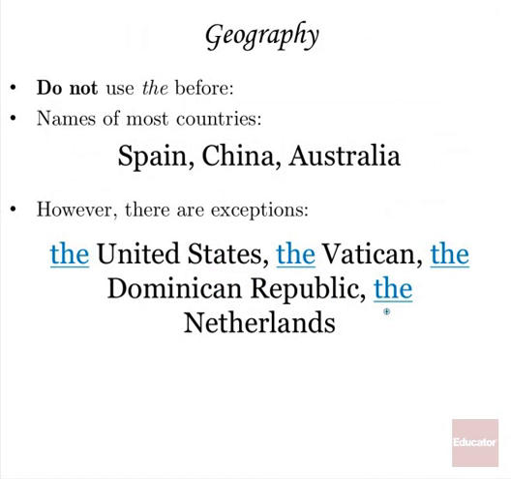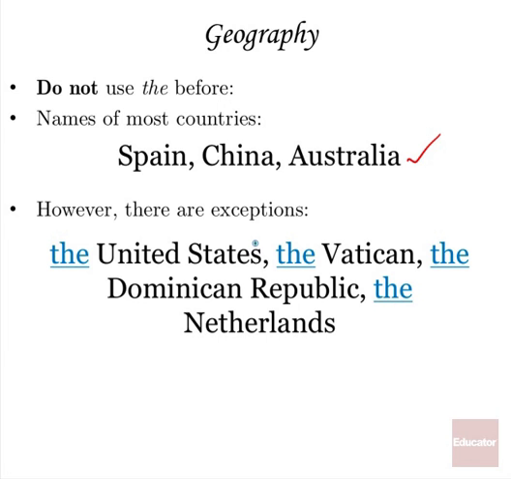Okay, now here comes geography. Big, big question. When in geography do you use the? And there are a million rules that you will just have to memorize, but we're going to give you lots of examples. Do not use the before the names of most countries. Spain, China, Australia. You never say the Spain, the China, the Australia. You just don't do that. It sounds weird. There's only one Spain, there's only one China, there's only one Australia. You can't possibly need to distinguish them. Just don't say the. However, there are exceptions.